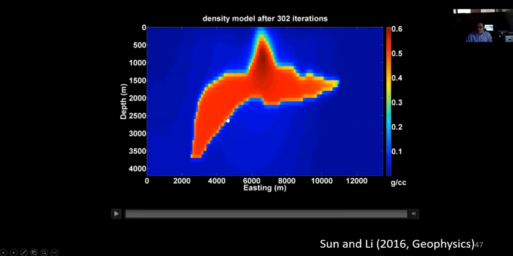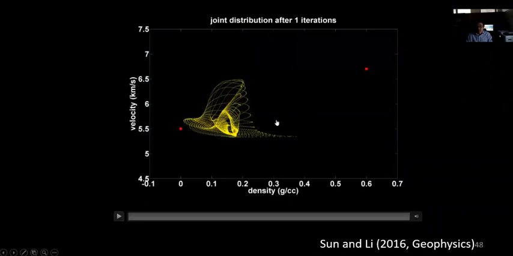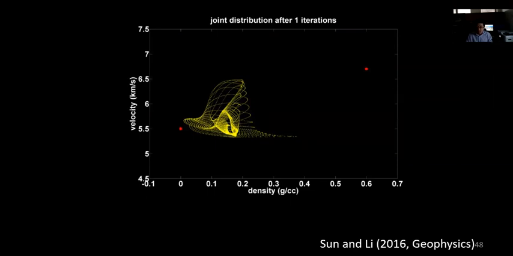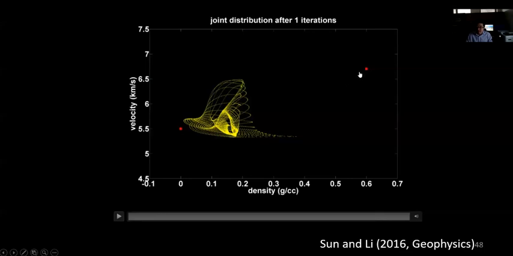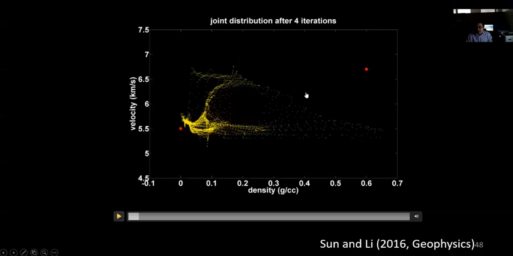And here's another movie that shows the distribution of the jointly inverted density and velocity values. Here, each yellow dot represents the recovered density and velocity value at one model cell, and these two red dots represent the true values. This is the distribution after just one iteration, so we don't see any clustering features. They are just scattered over this plot.